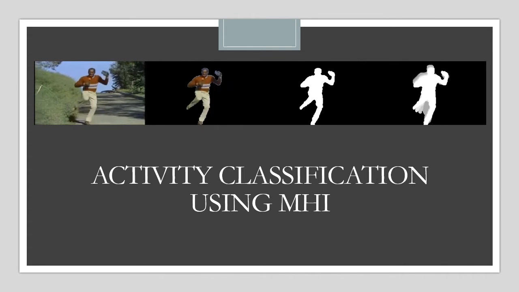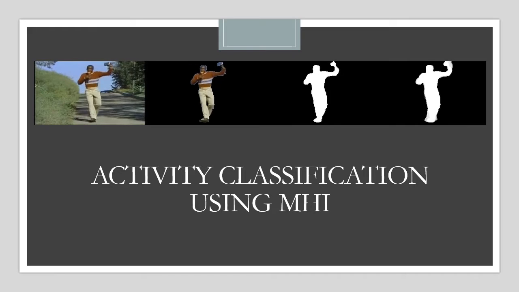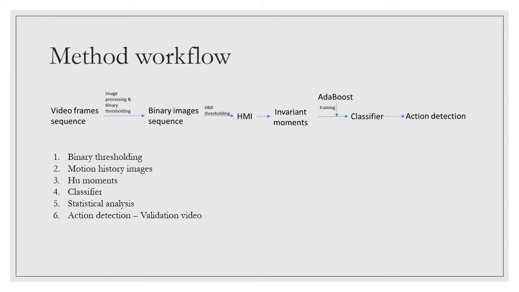My final project topic is activity classification using HMI. So this is the workflow of my method. At the beginning, I'm getting the frame sequences from video, and then I'm doing binary thresholding to get binary images sequence. And then I'm using HMI thresholding to get my HMI. And after that, I have constructed the invariant moments, and then I'll use some machine learning training method to train a classifier to help me do the action detections.